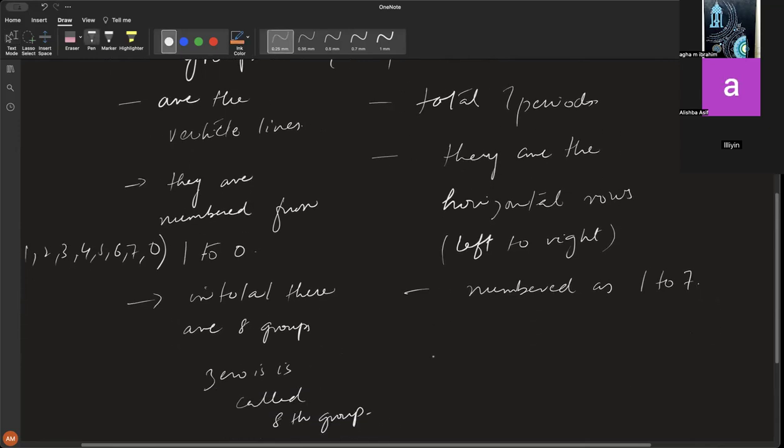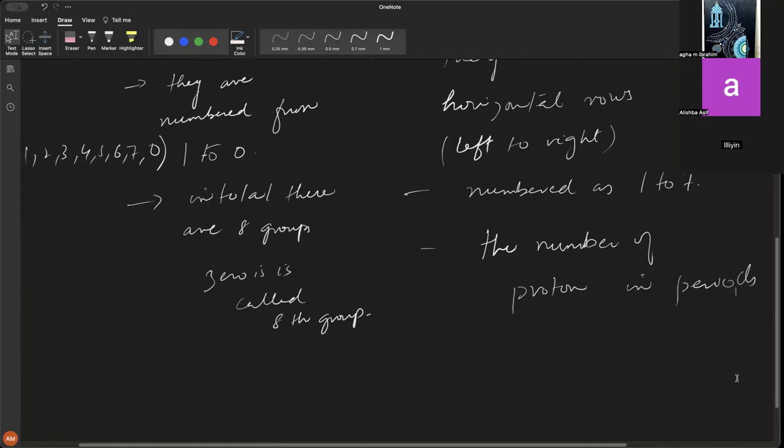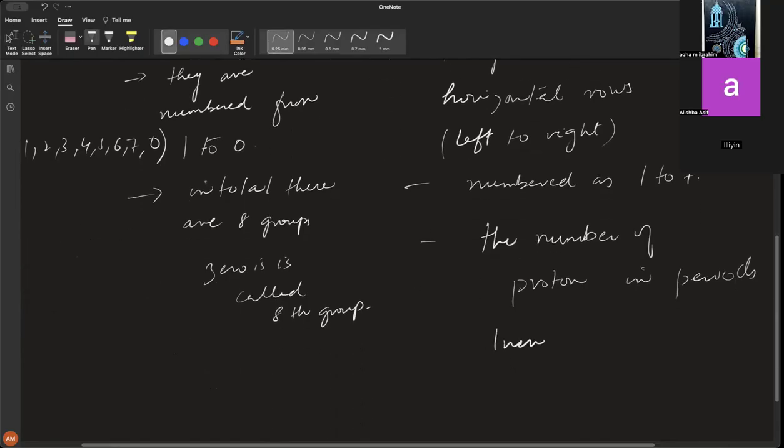So basically, when you're moving in a period from left to right, you will see that each number is going to be increasing by 1. The number of protons in a period increases by 1 for each next element.